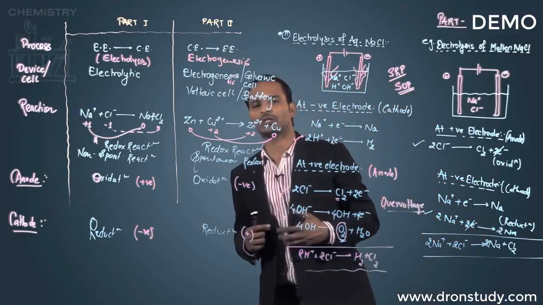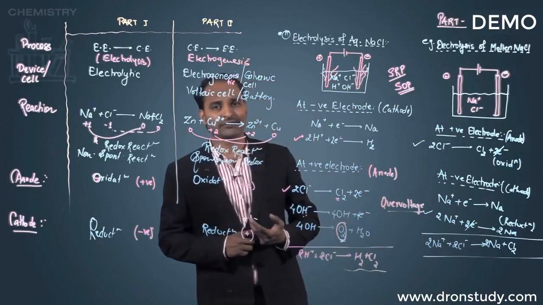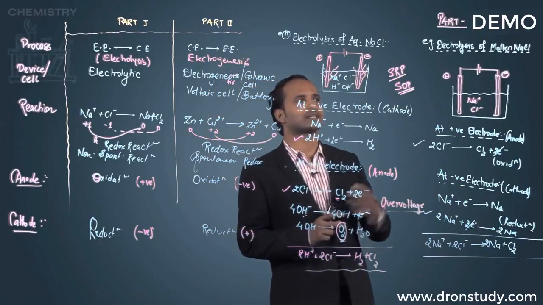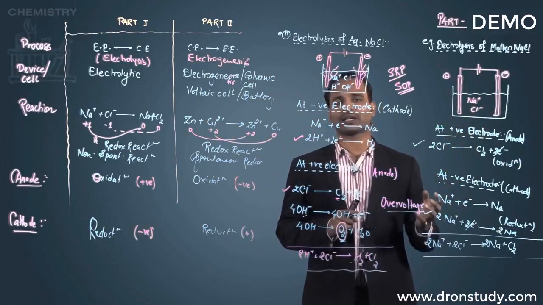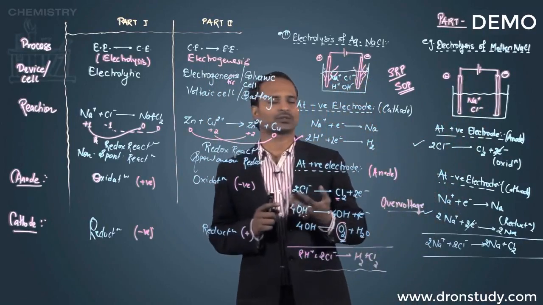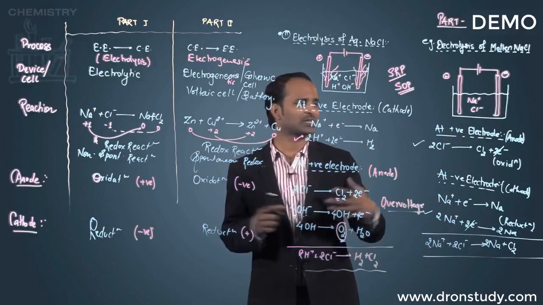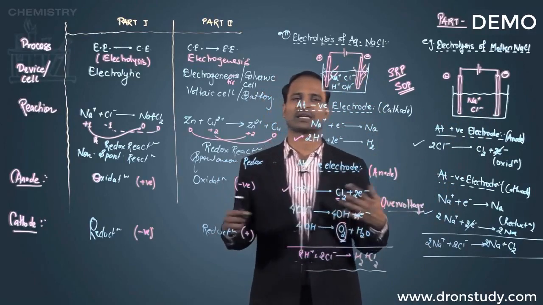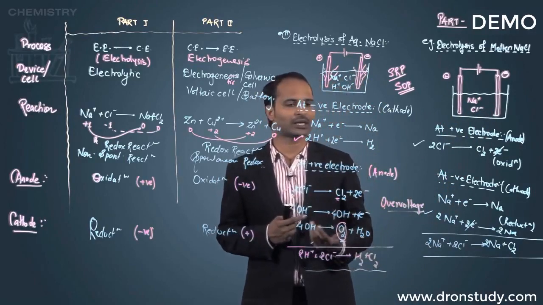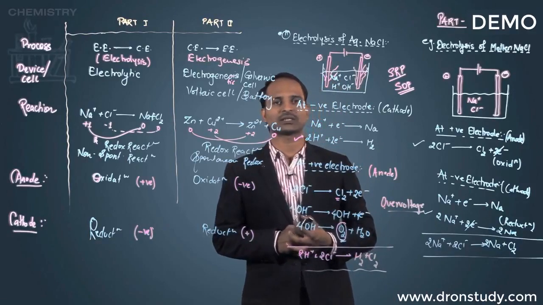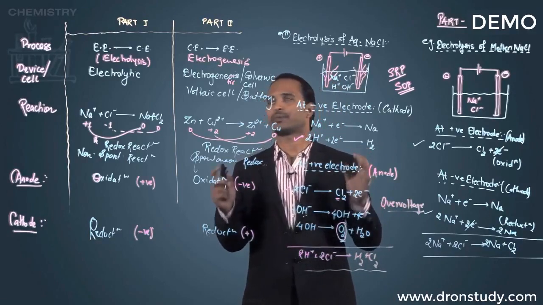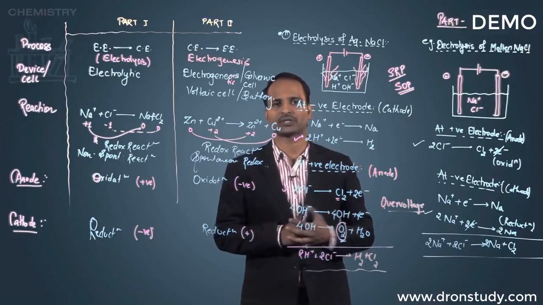So all the things start only after supplying electricity, that is after switching on this battery. Then only these electrodes get charged, getting some positive and negative charge, due to which the ions migrate, gaining and losing electrons, and so the reaction takes place. So this is the first part, the electrolysis process.